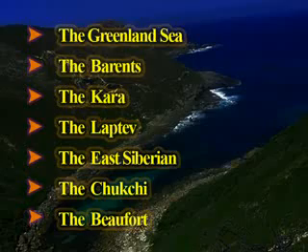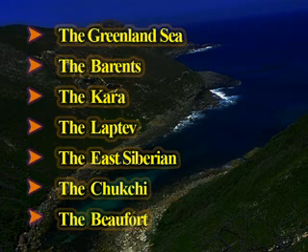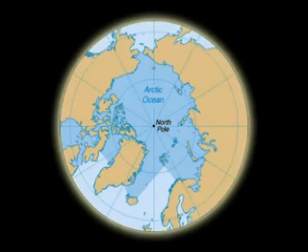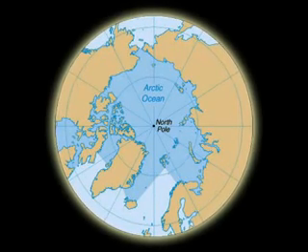A group of islands divides the ocean's coastal waters into 7 seas. They are, from the west to the east, the Greenland Sea, the Barents, the Kara, the Laptev, the East Siberian, the Chukchi and the Beaufort. The Arctic Ocean merges with the Atlantic Ocean east and west of Greenland. The Bering Strait connects the Arctic Ocean with the Pacific Ocean.